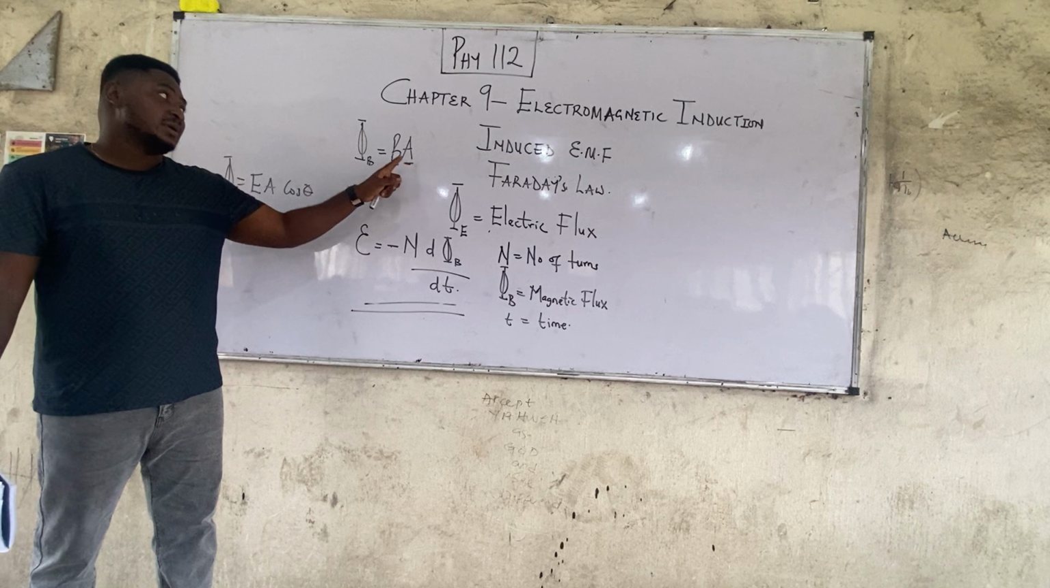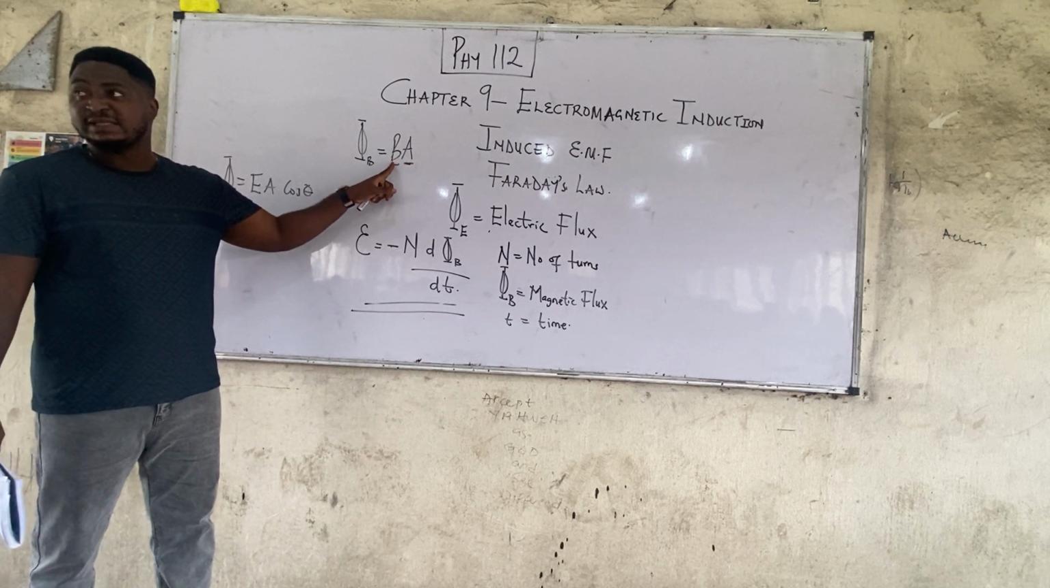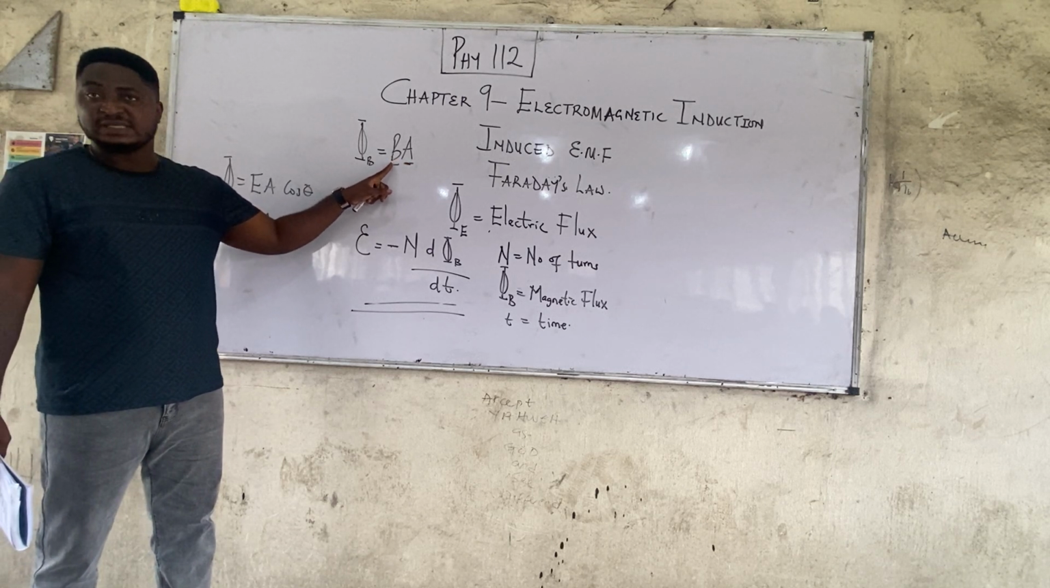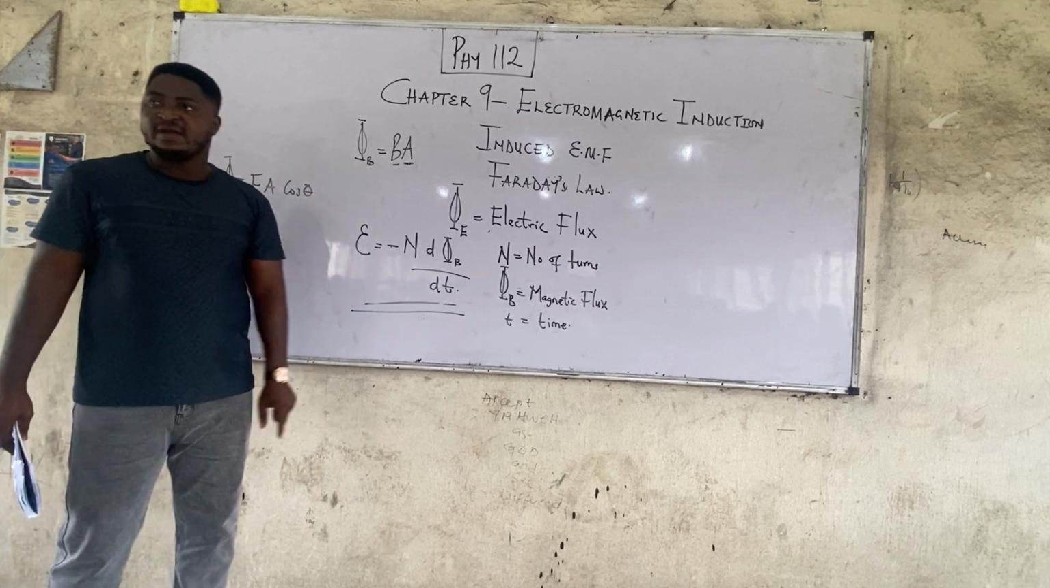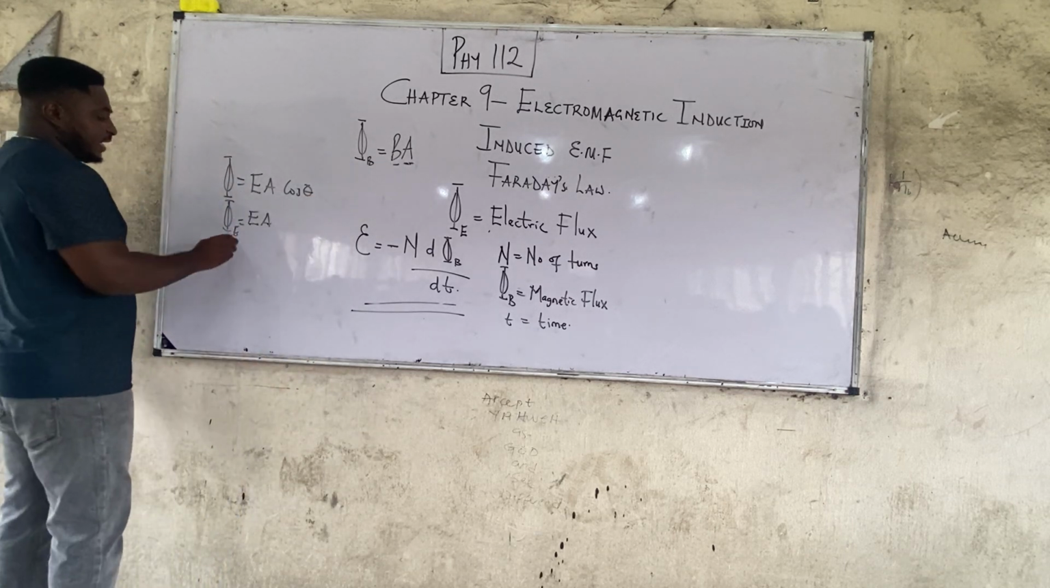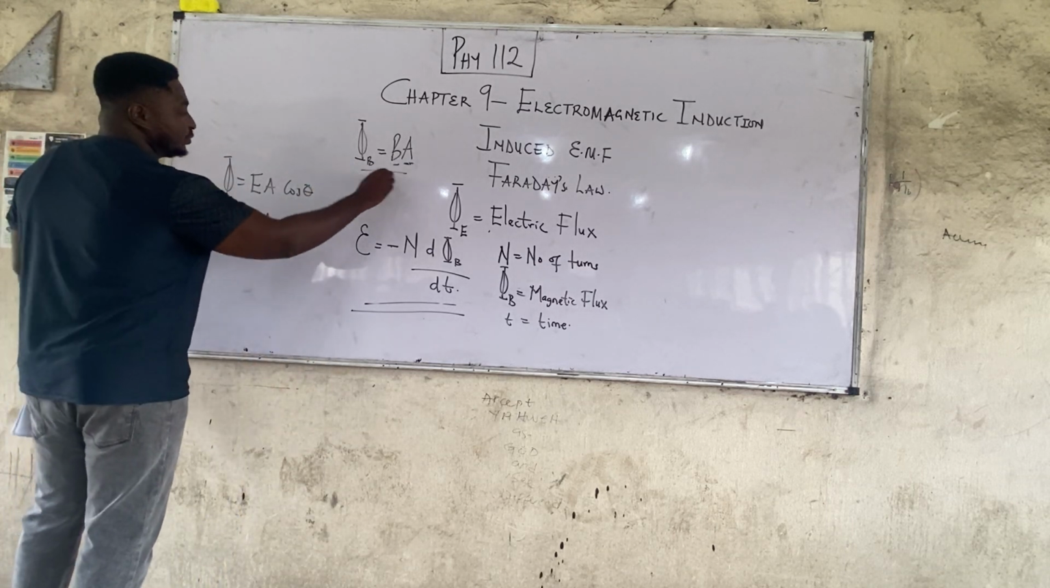Magnetic field times what? We all know that magnetic field is represented with B, right? What is the unit for magnetic field? Tesla, right? By the area. So we have that. So use this to remember this, and you are good.